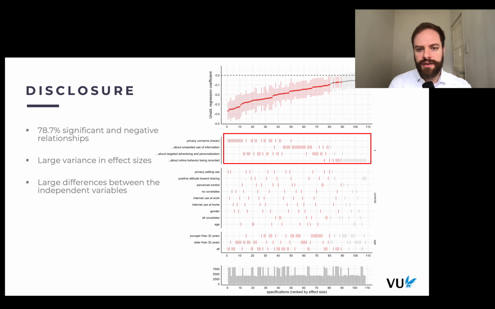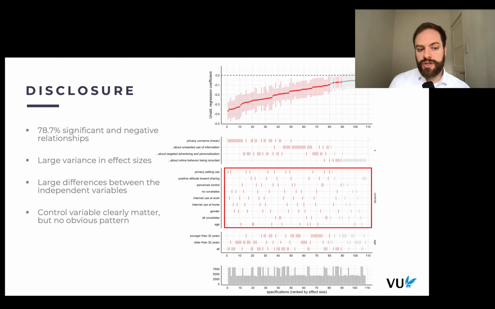We see here that depending on what type of measure we use for privacy concerns, this leads to largely different effect sizes. In some, we can say that the more specific and the more compatible the privacy concern is to the dependent variable, information disclosure, the larger the effect size. For example, measuring just general concerns about online behavior being recorded led mostly to insignificant results.